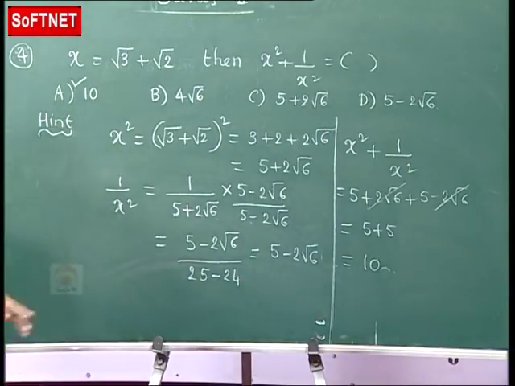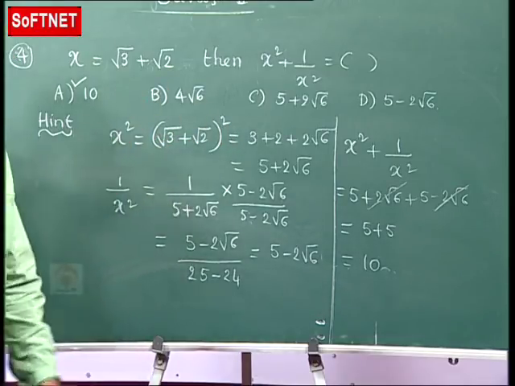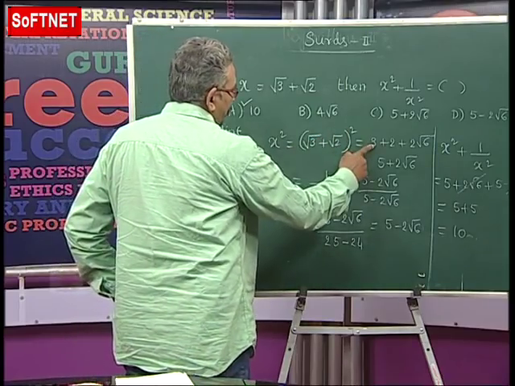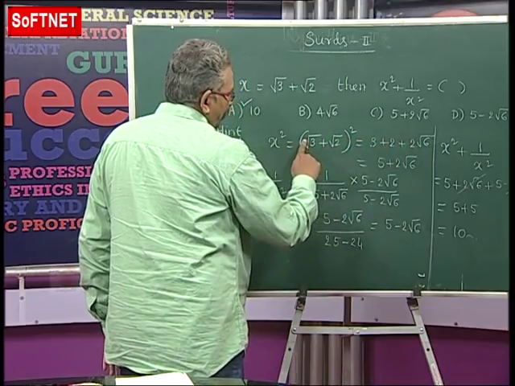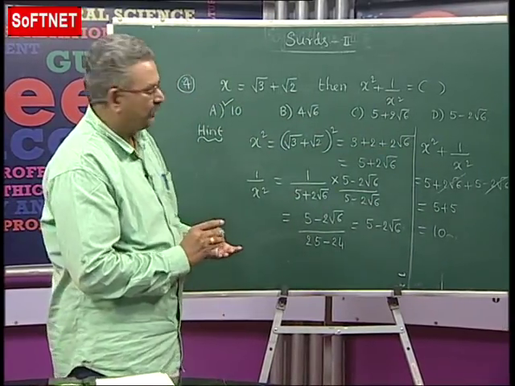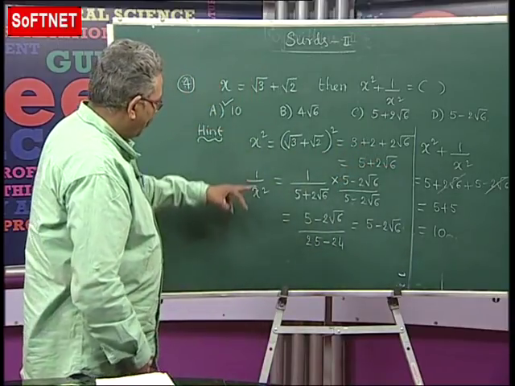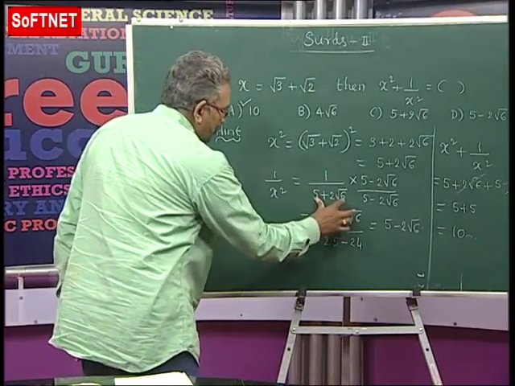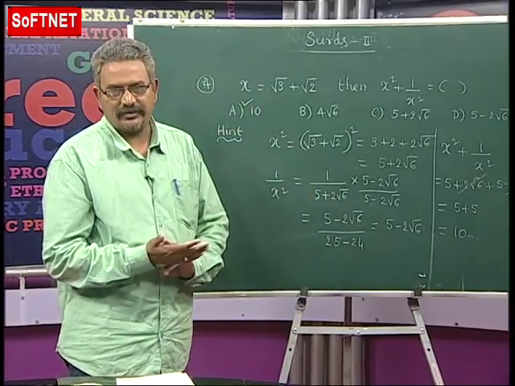Here x square is root 3 plus root 2 whole square. a plus b whole square is root 3 square, 3, plus root 2 whole square, 2, plus 2ab, 2 into root 3 into root 2, that is 2 root 6. So we have 3 plus 2, 5 plus 2 root 6. Now we have to find out 1 by x square, that is 1 by 5 plus 2 root 6. The rationalizing factor of 5 plus 2 root 6 is 5 minus 2 root 6.